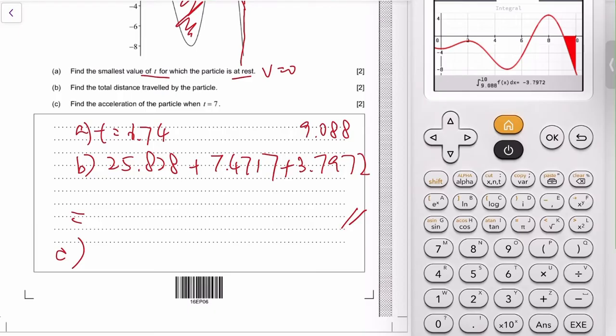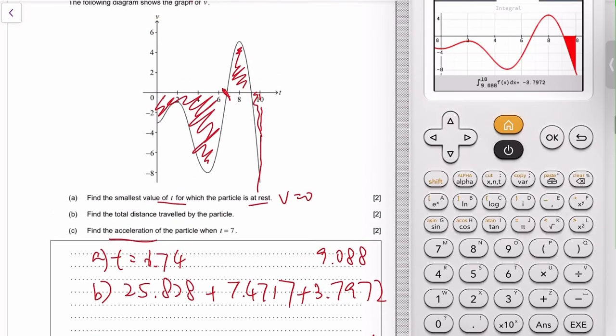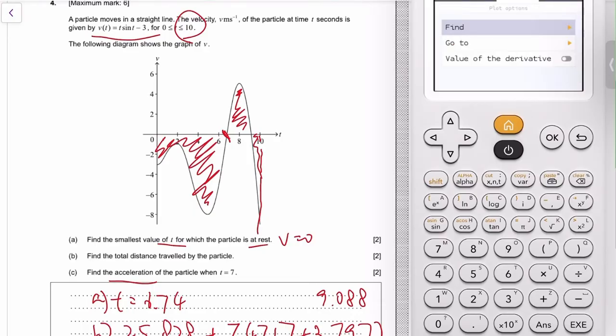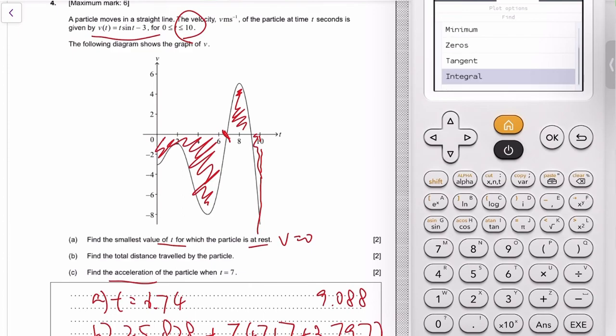Then the acceleration. Acceleration is the derivative of v. It's like the gradient of the vt graph. So we want to find the gradient of this curve when t is 7. Again, that's something your calculator can handle.